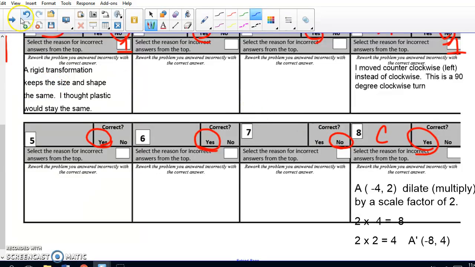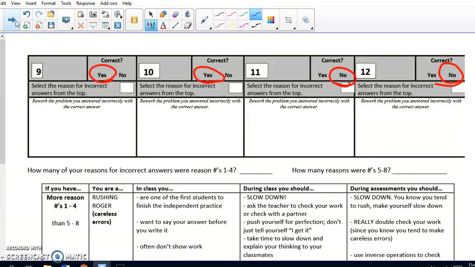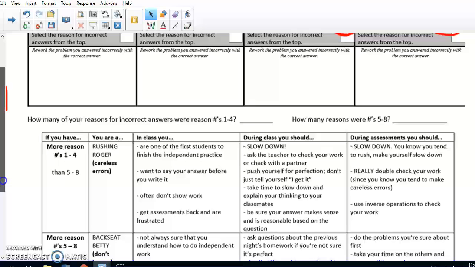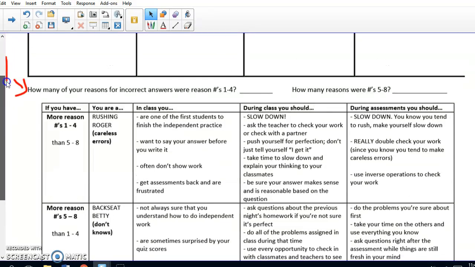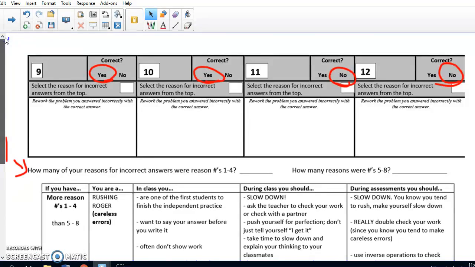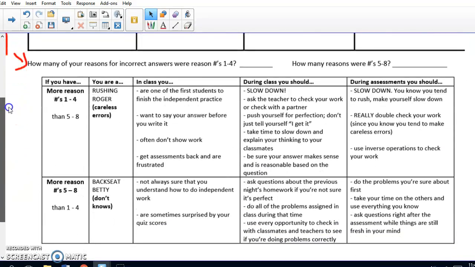Now you'll continue with these until you get to page 2. And once you get to page 2 and you've corrected all of your problems, let's say that I've already corrected them, I'm going to go back and answer how many of my reasons for incorrect answers were reasons 1 through 4. Well, we know on the previous page that I said 2 of them were that, and I have 2 more problems that I didn't answer. But let's just say that out of those 5 problems, I said 3 of them were this and 2 were that when I was done.